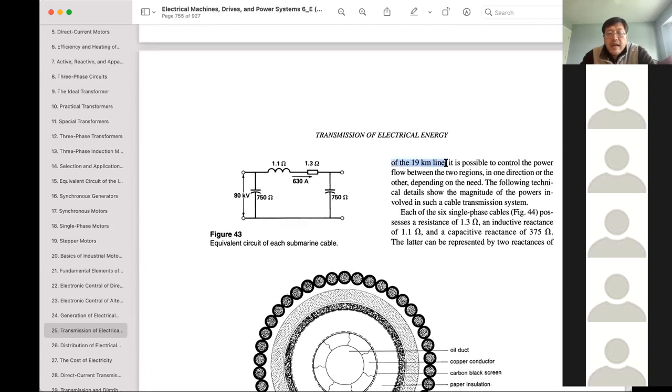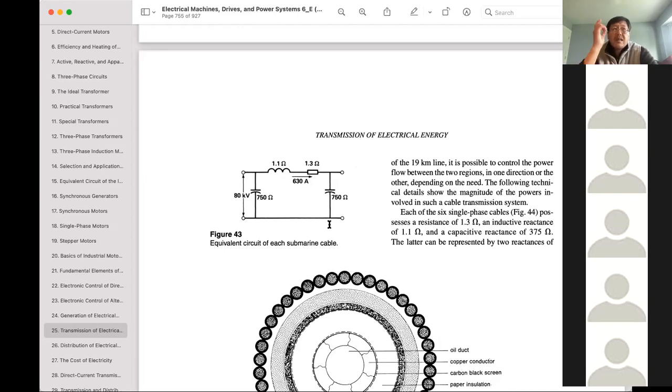The length of that line is 19 kilometers. That is why for long distance, we must have aerial lines. This is only for short distance. Why? Because of this. Notice the capacitor is only 700 ohm. That is very low resistance, very low impedance. So potentially a lot of power can drain through those 2 capacitors.